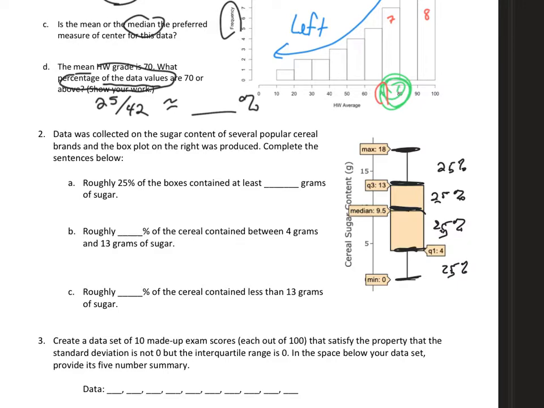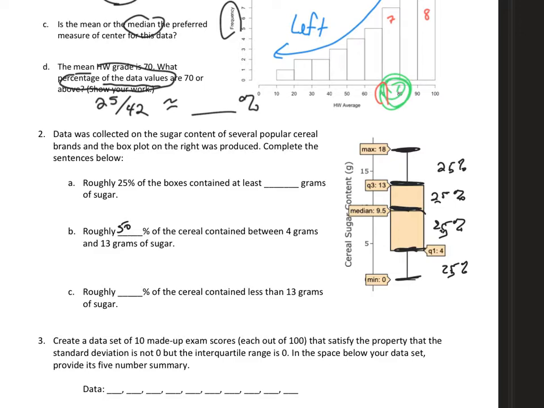So a question like B is actually easy because it says blank percent is between 4 grams and 13 grams. Well, that's the first quartile and the third quartile. So between this line and this line, there's 25% here and 25% here, so that's 50% altogether. So 50% of the cereal is between 4 and 13 grams.